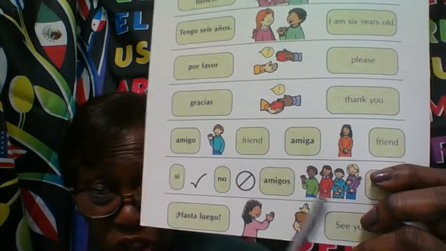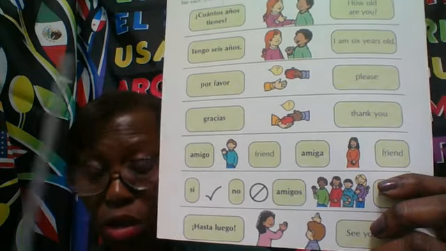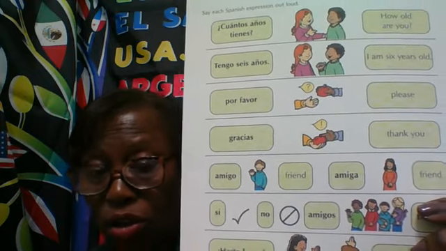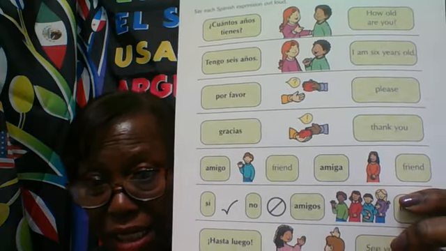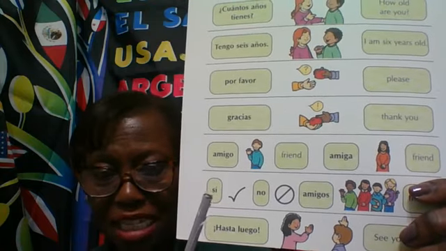More than one over here. The two of them together, we say, what? So, the boy is what? Amigo. The girl is amiga. Together is what? Amigos. Now, to say yes, we say sí.